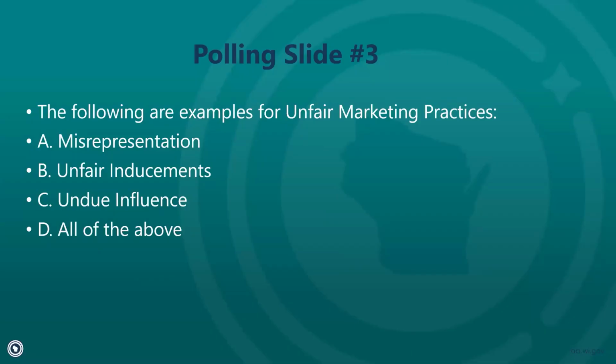And now we have our third polling slide. The following are examples of unfair marketing practices. A, misrepresentation. B, unfair inducements. C, undue influence. Or D, all of the above. I'll give it a moment. And the answer is D, all of the above. These are all defined by statute and or rule as unfair marketing practices. Next slide, please.